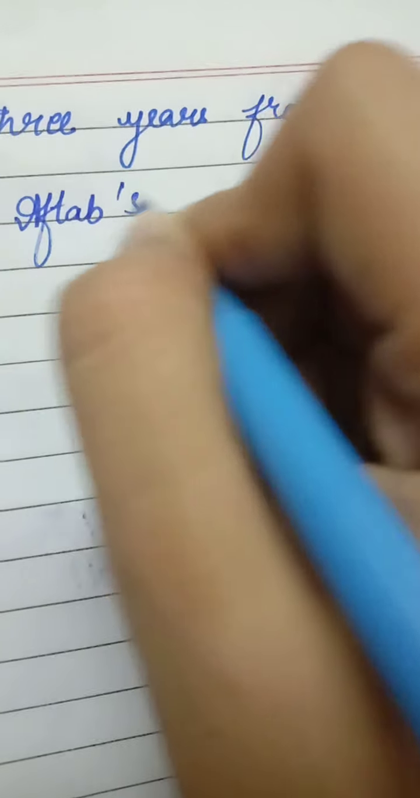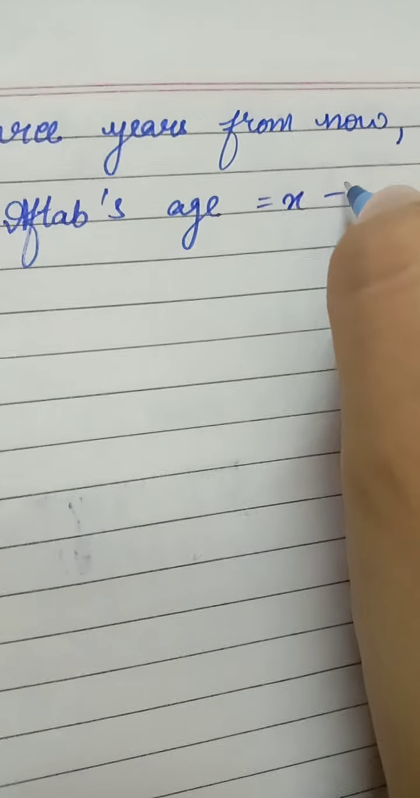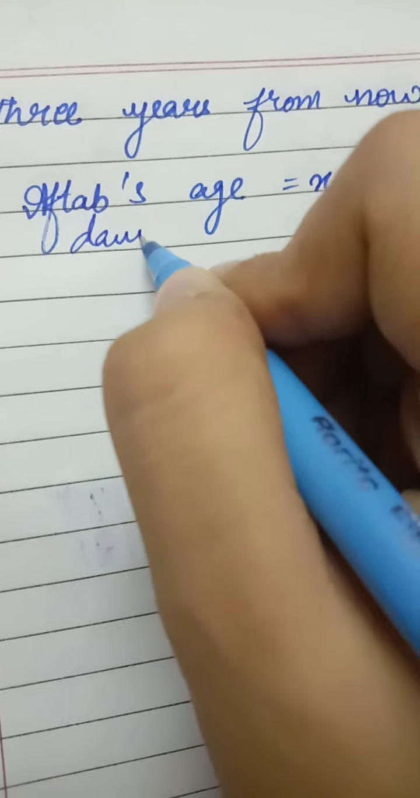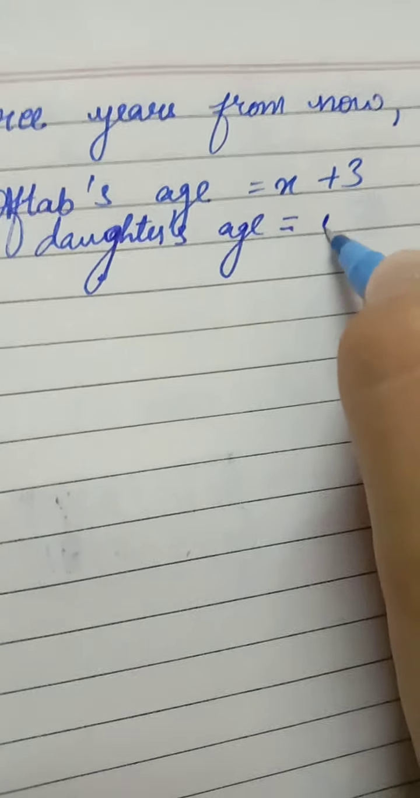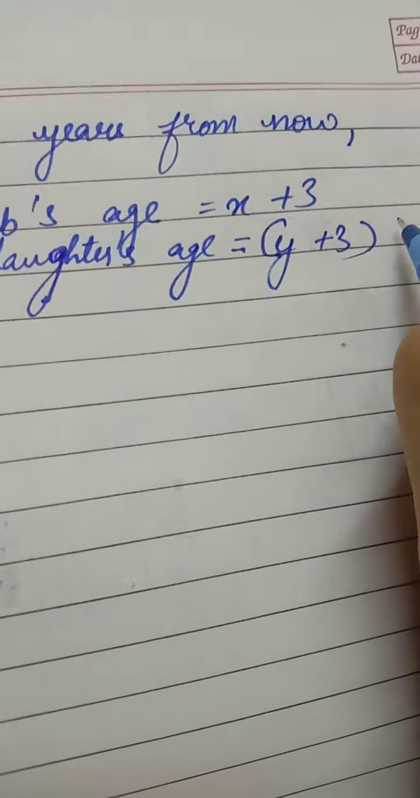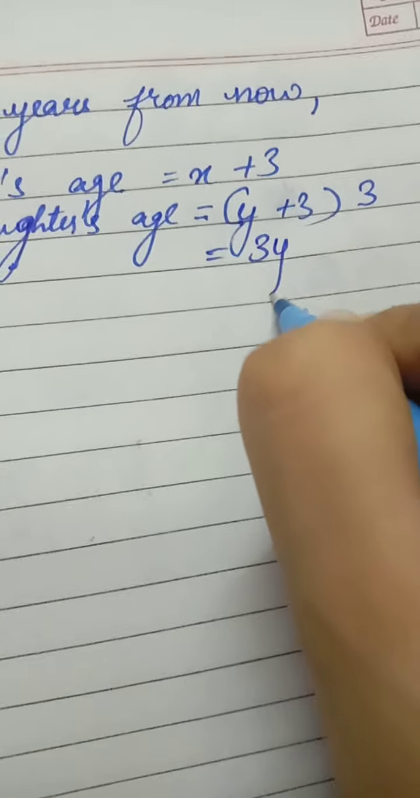Now we are given 3 years from now. So it's in the future. We'll write Aftab's age as x plus 3 and daughter's age as y plus 3 multiplied by 3, since it's given 3 times, 3y plus 9. Okay.